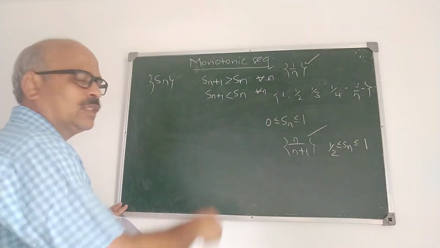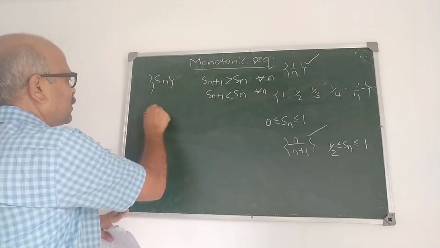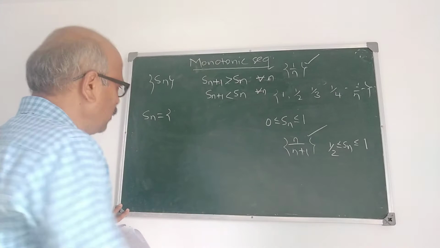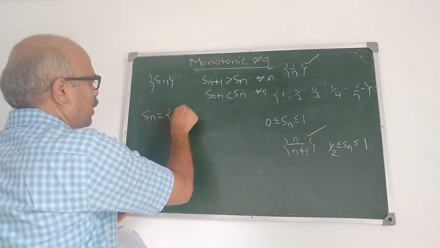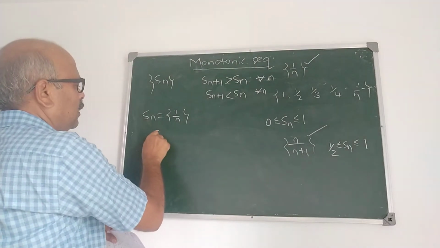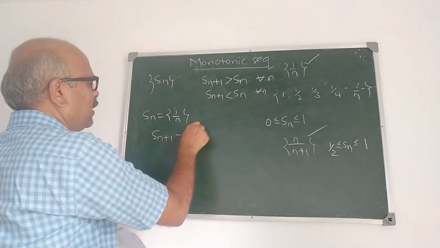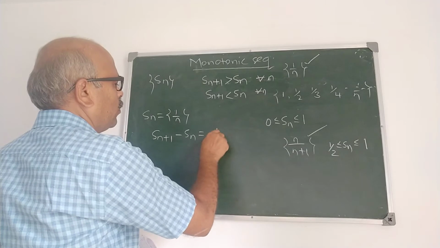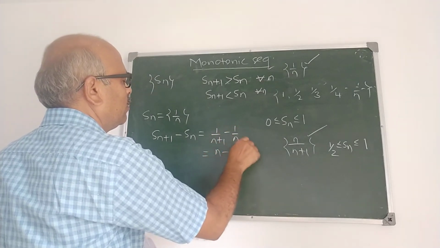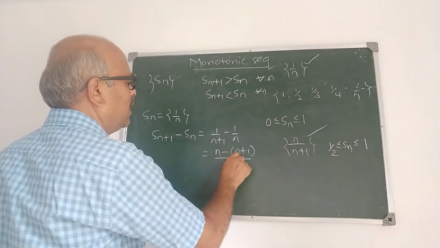We have two sequences here. I consider Sn is equal to 1 upon n. Now test whether it is increasing or decreasing. For that, we usually take Sn plus 1 minus Sn. It is 1 upon n plus 1 minus 1 upon n. So it is n minus (n plus 1) upon n into n plus 1.